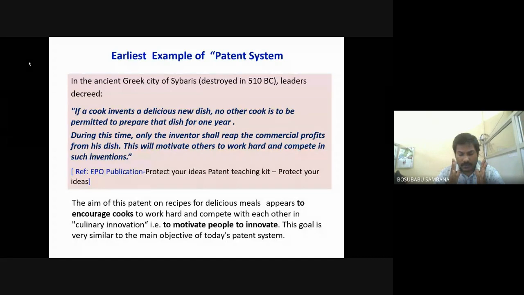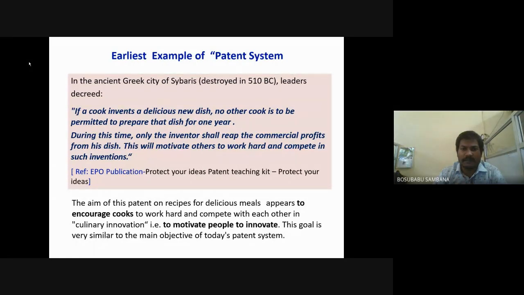If one cook cooks something like bread and invents a delicious new dish, no one can copy it. No one can use their formula, their same taste, and so many things. It was completely their right for nearly 1 year. After that, the particular food item that the cook invented is openly available for all. This is the first innovative patent mechanism.